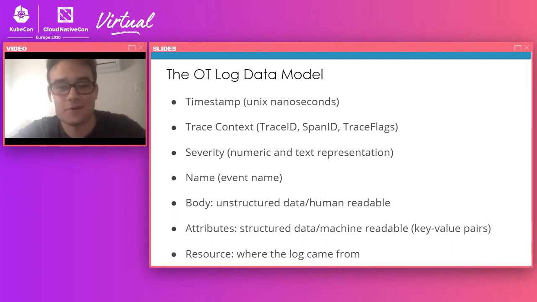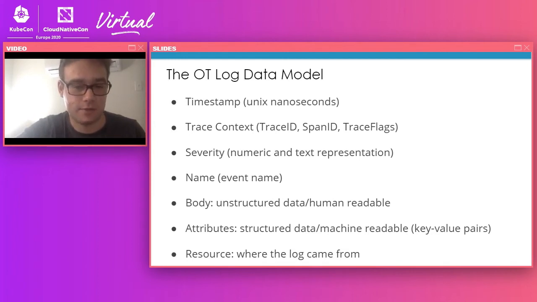Anyway, the log data model that they came up with has a couple of different structured fields. The goal is to standardize structured logging, basically. Structured logging is great because it makes it easier to process and analyze your logs, since the data is in a structured format. But the ideal case would be a standard way to structure them, because if you structure your logs in different ways with different field names, you're still in a bit of a mess. And so that's the goal. So you have a timestamp in Unix nanoseconds. You have fields for correlation with traces and spans.